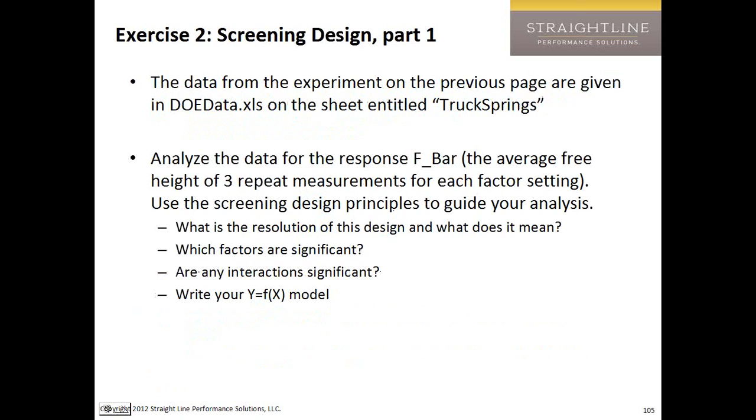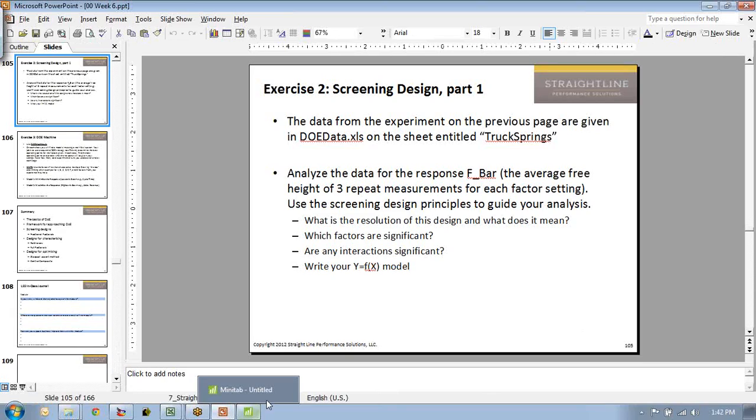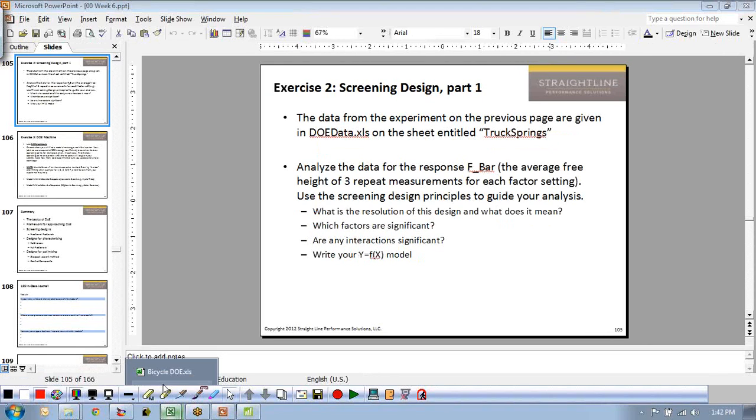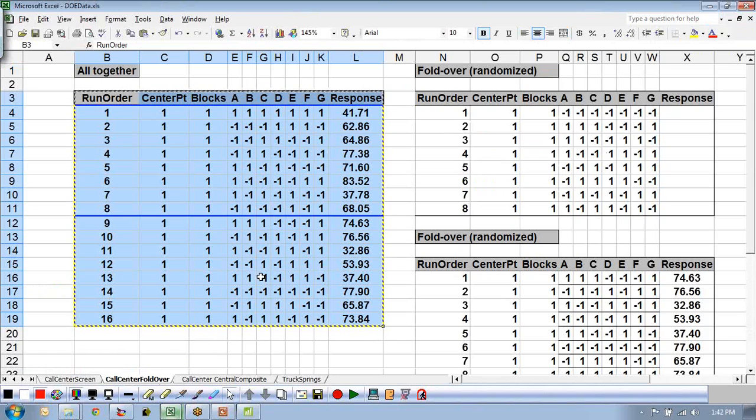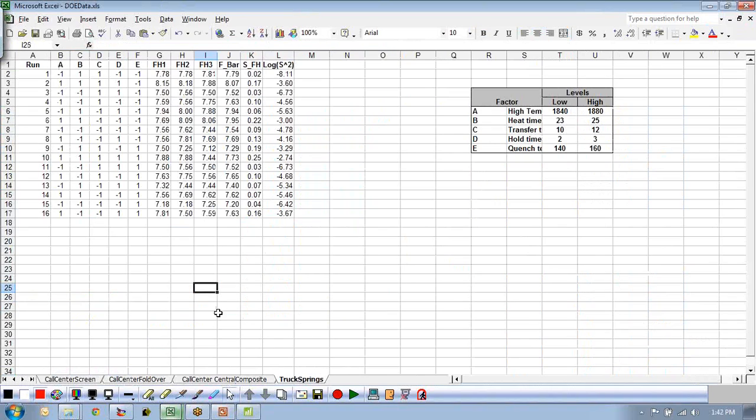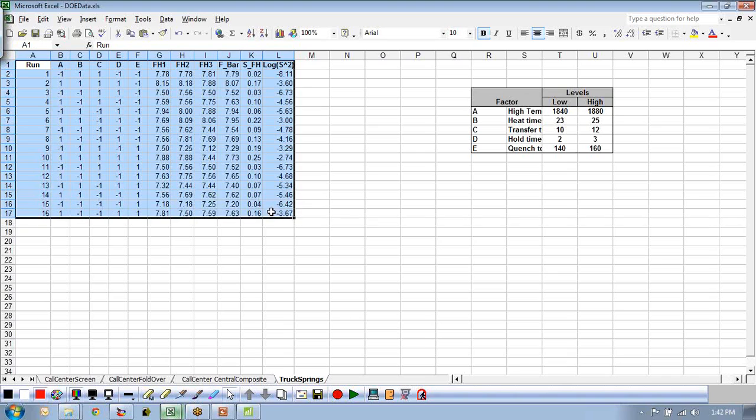Now let's do a real experiment that was done on this one, maybe in a follow-up. This would be more of a characterization experiment on truck springs to analyze the data for the response F bar. Notice that they essentially did 3 repeated measurements, and then they averaged that. That was their experiment. So we take care of what the resolution is, which factors are significant, and write your own f of x model. These data are given in the truck springs example right here. Let's pop that into Minitab.